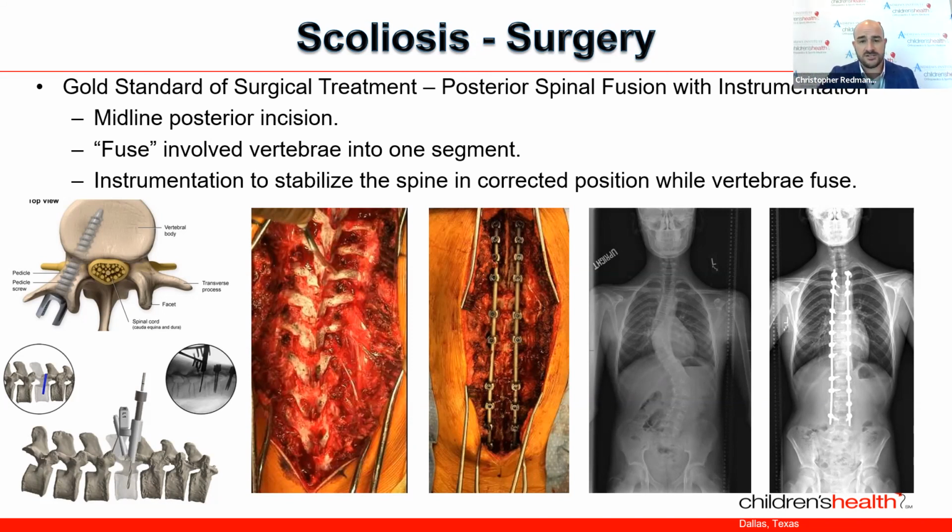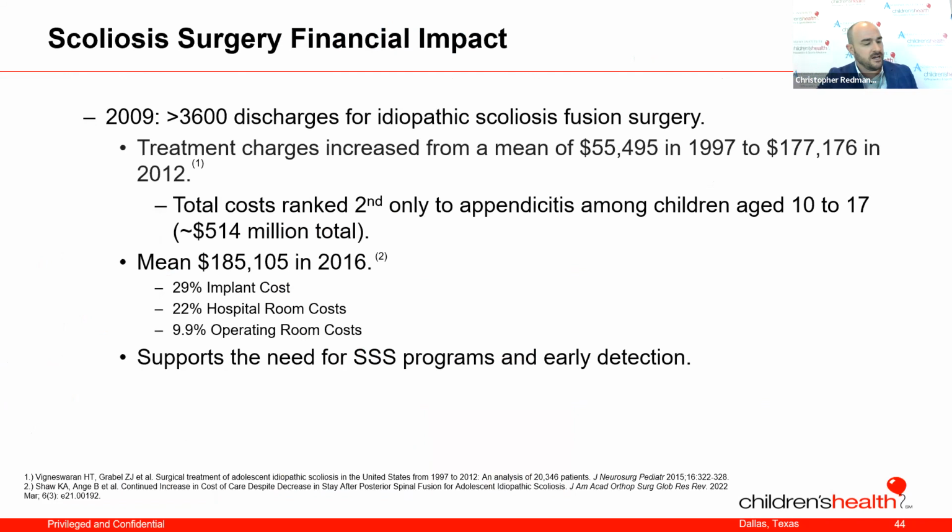Once we have the spine in a straightened position, we then place bone graft in that area to make those bones feel like they're broken and to fuse into one solid bone. Once it's one solid bone, it can't bend, twist, or progress any further.